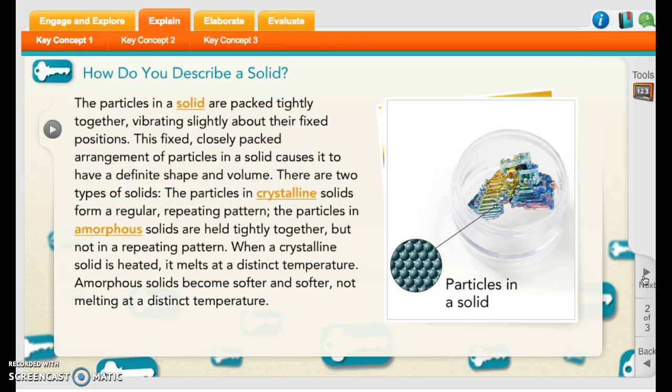When a crystalline solid is heated, it melts at a particular temperature, like ice. Amorphous solids become softer and softer, but do not melt at a distinct temperature. Think about most metals.